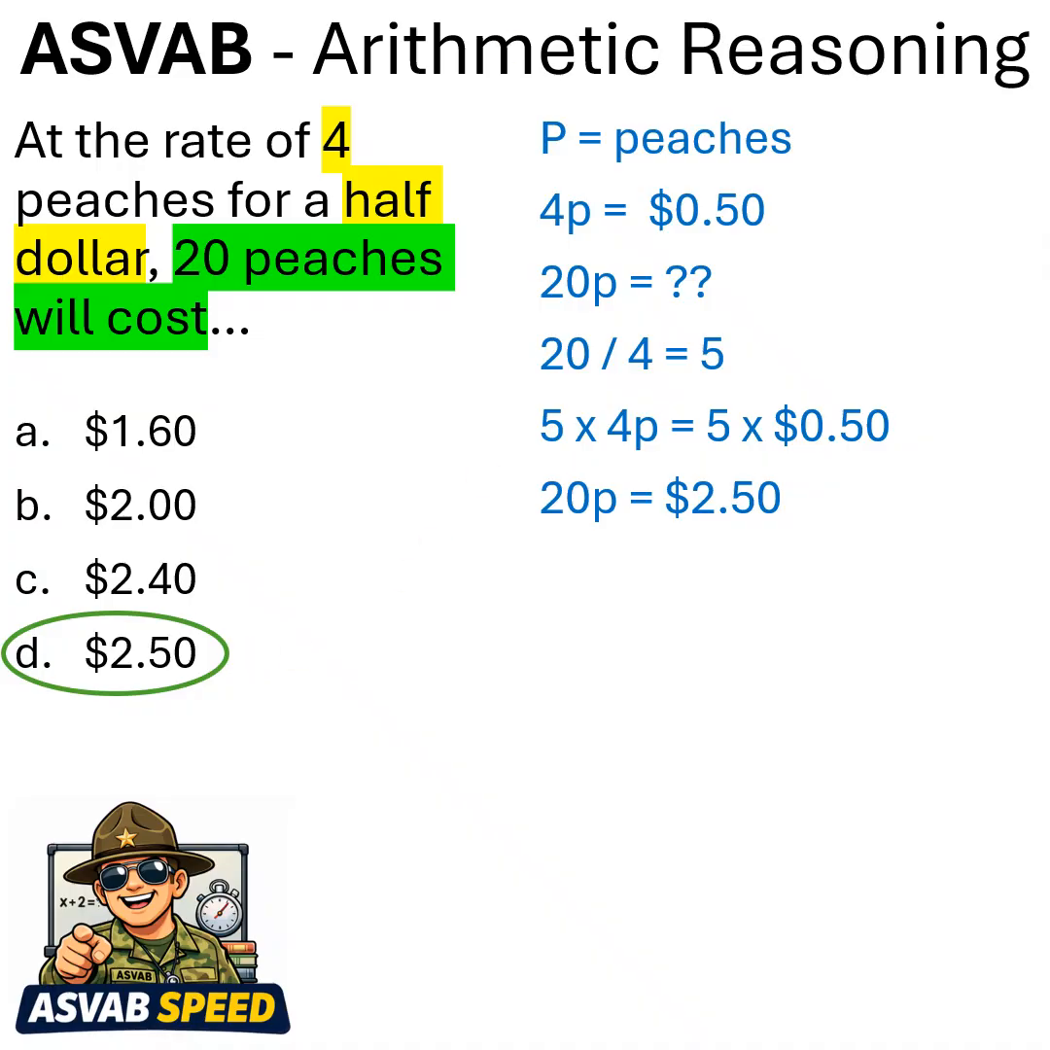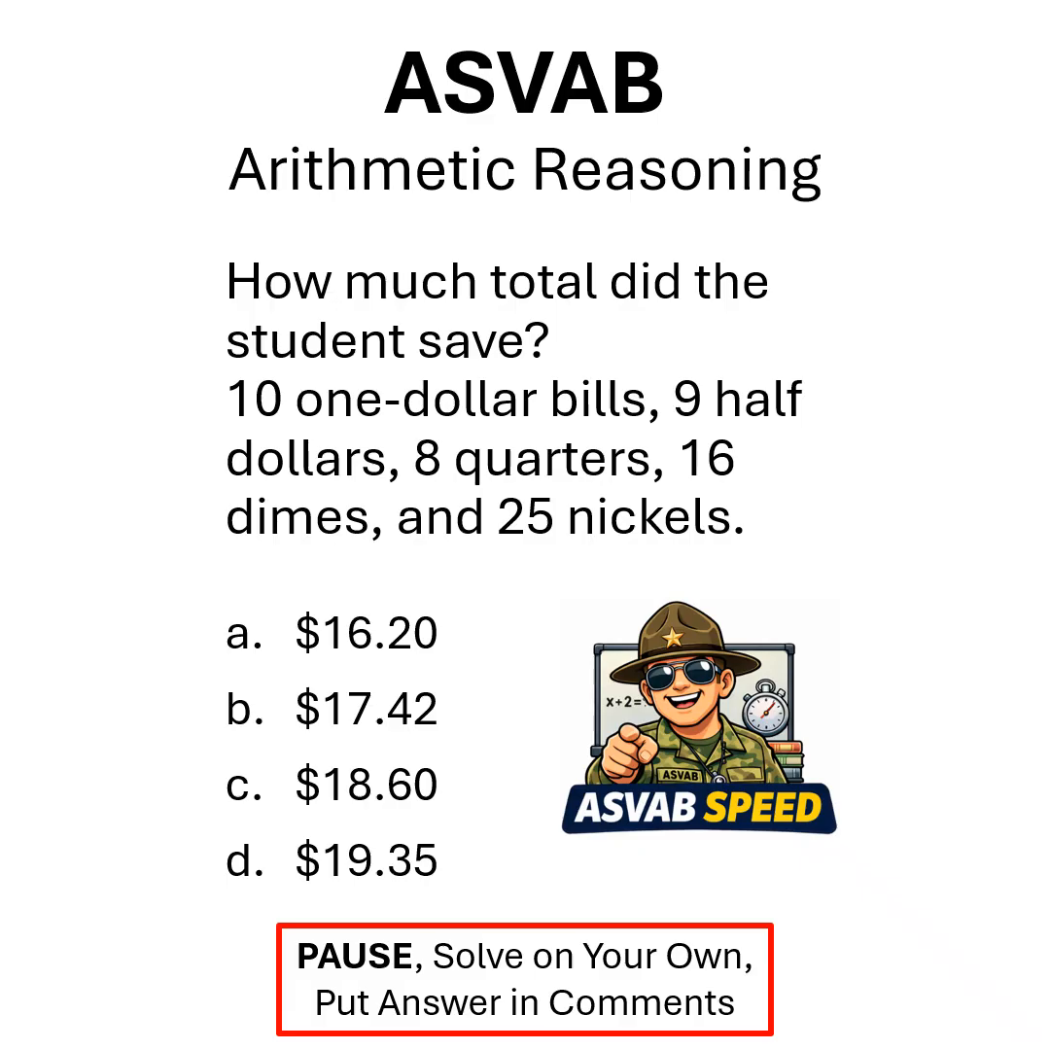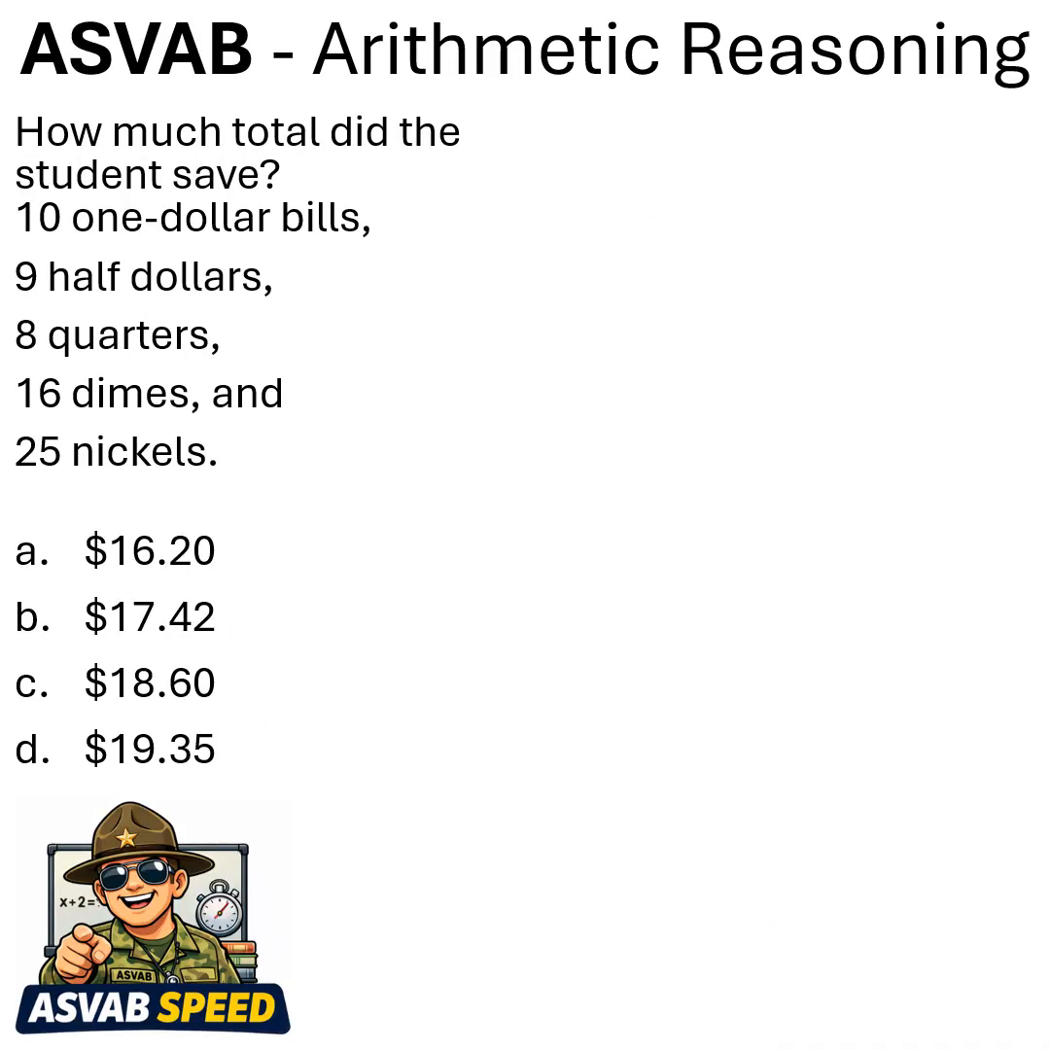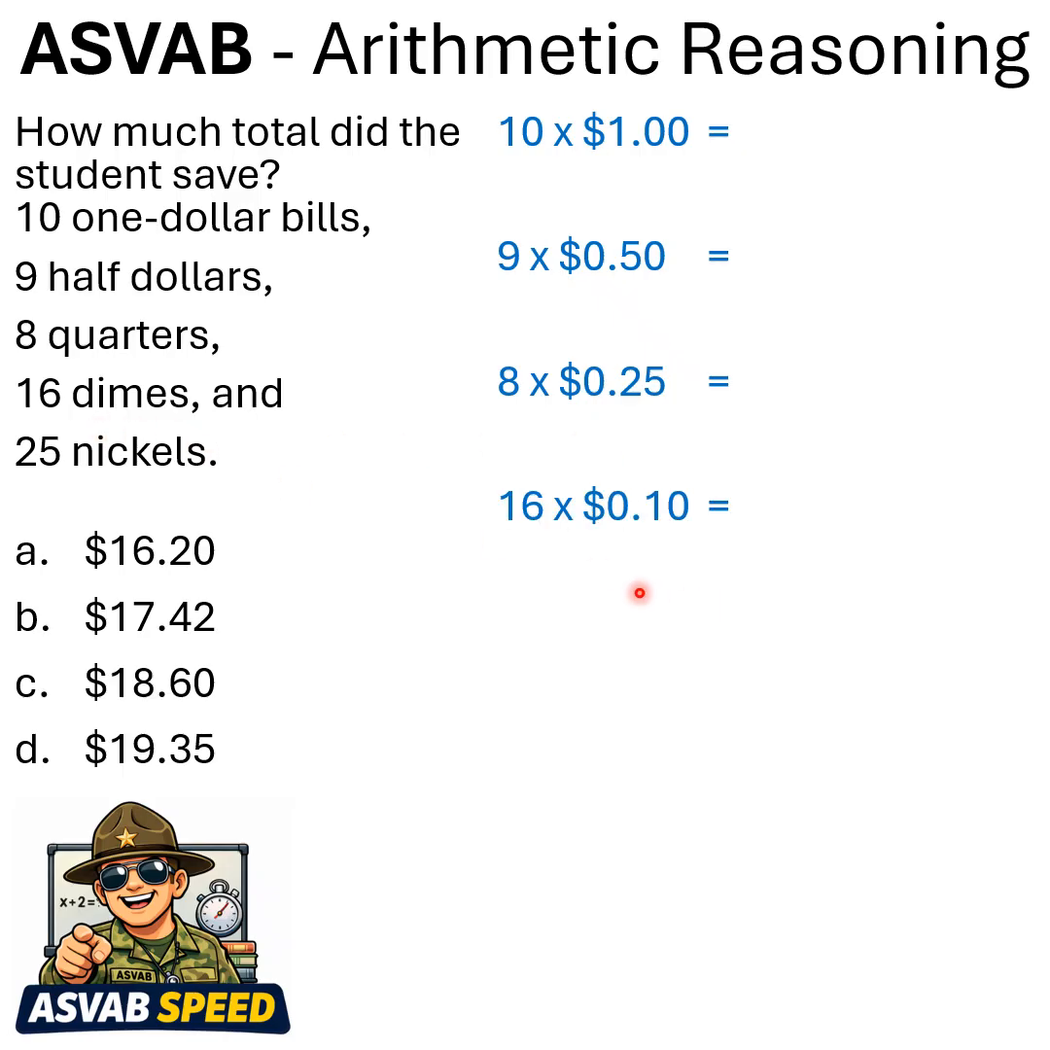Thank you for watching. Arithmetic reasoning. How much total did the student save? 10 $1 bills, 9 half dollars, 8 quarters, 16 dimes, and 25 nickels. Remember to pause, solve on your own, put your answer in the comments. Let's begin. Now this is the type of question that you want to write out. 10 $1, 9 half dollars, 8 quarters, 16 dimes, 25 nickels.